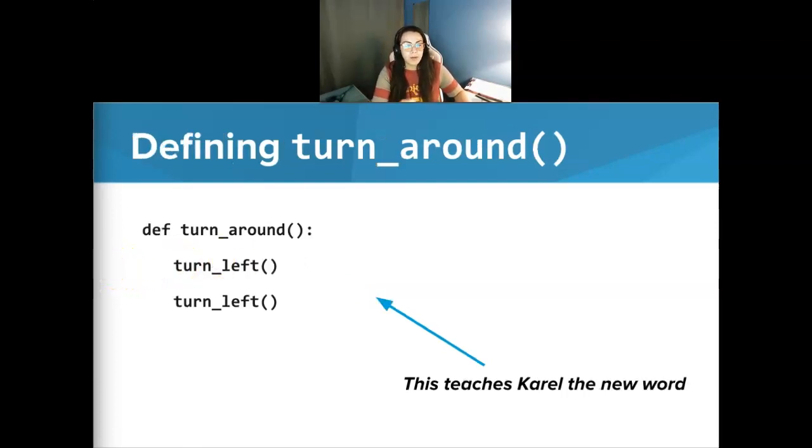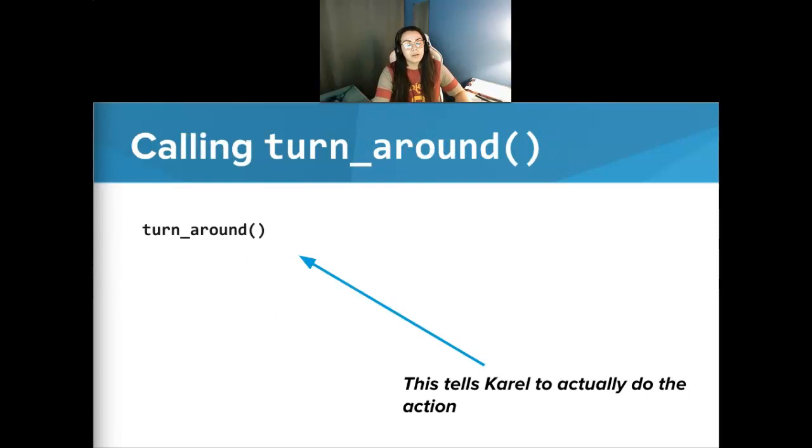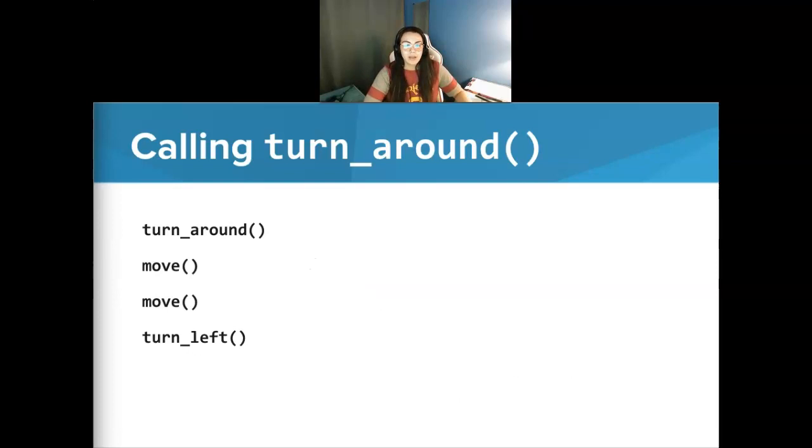So again, here's how we define. We write def turnaround. This is what I mean when I say turnaround. And then this is how we use it. This is how we call it. So when we actually want Karel to turn around, we would just write the name of the function with 2 parentheses. And then we could add more commands to this, and Karel could turn around, move twice, and then turn left.